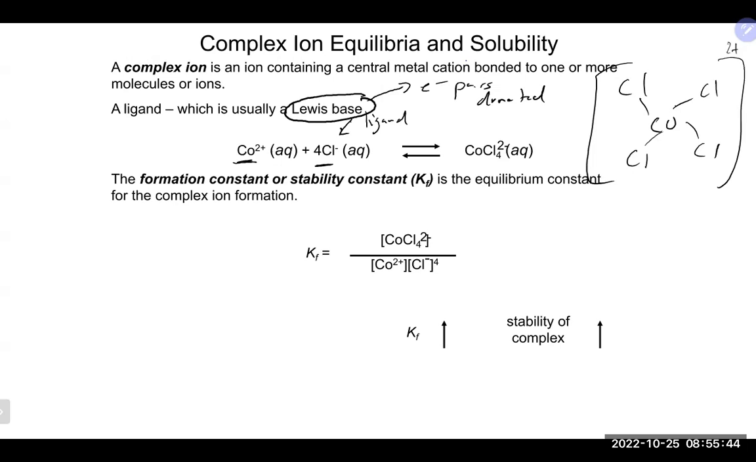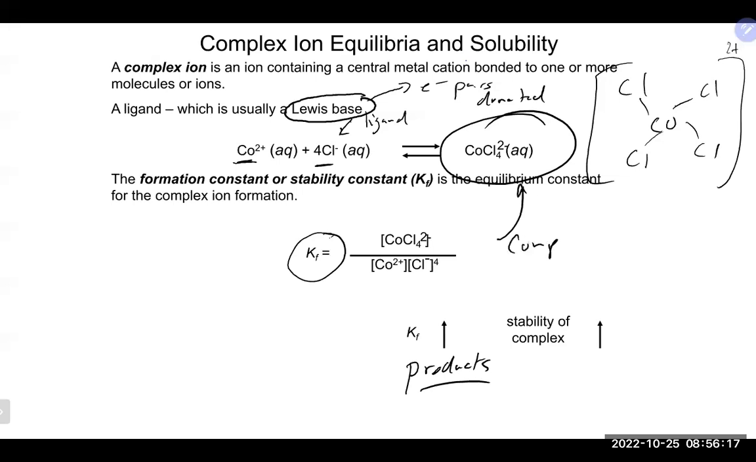This will set up an equilibrium, which we could write to add to our ever-growing list of Ks. This is Kf, which is the equilibrium constant for a complex ion. And it's done the same way. It is products over reactants. And in this particular case, as the Kf value increases, so does the stability of the complex ion. That is because as the K value increases, we have more products, and more products means we have more of our complex ion there. So it basically will stabilize that guy.